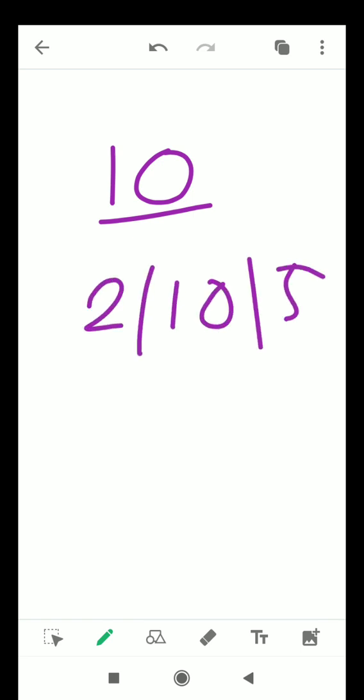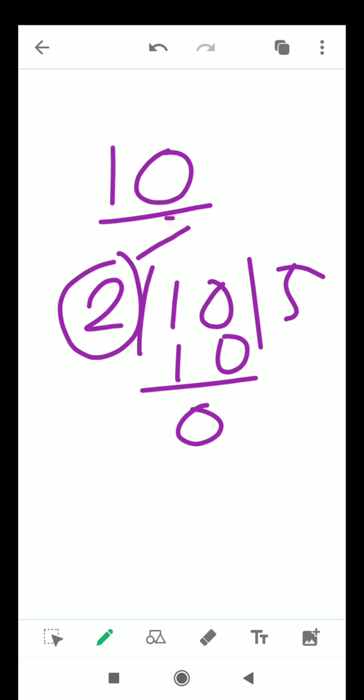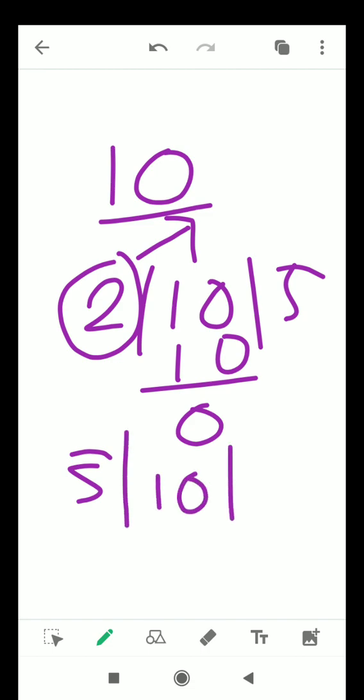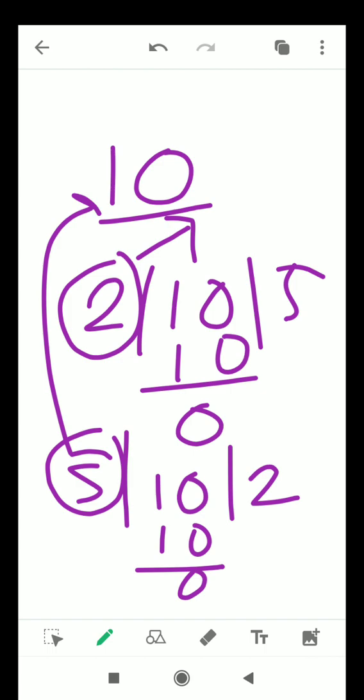Such as, if we consider 2, then 2 divides 10, and here we get the remainder 0. Exactly divides means that we get the remainder 0 when we divide one number by another. So 2 divides 10 exactly, and by the definition of a factor, 2 is a factor of 10. Similarly, 5 divides 10, giving quotient 2 and remainder 0. So 5 is also a factor of 10.